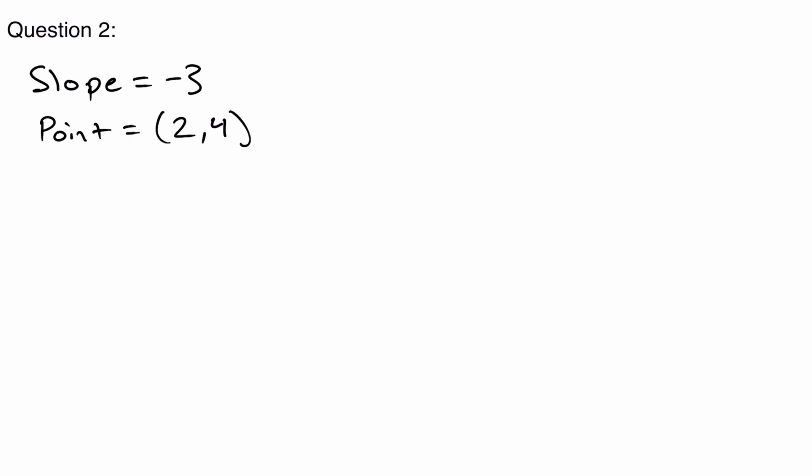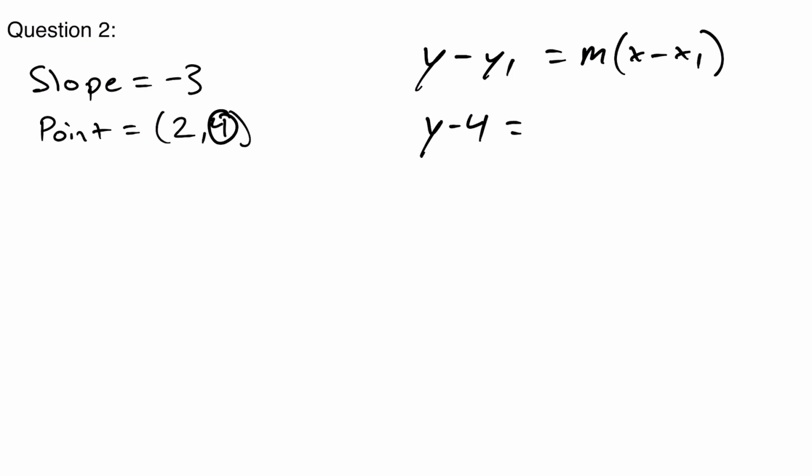Well, once again, let's start off with our basic equation of y minus y1 is equal to m multiplied by x minus x1. So now that we have this, let's substitute in. So y minus our y value of 4, y minus 4, is going to be equal to m, or our slope of negative 3, multiplied by x minus x1, or our x value of 2. And now let's distribute the negative 3 into the brackets.